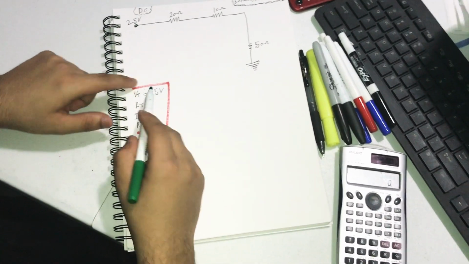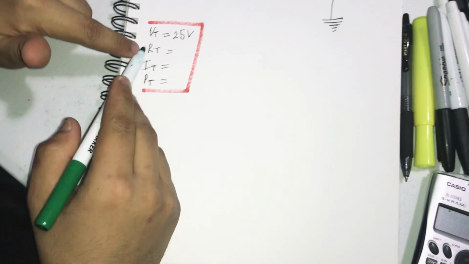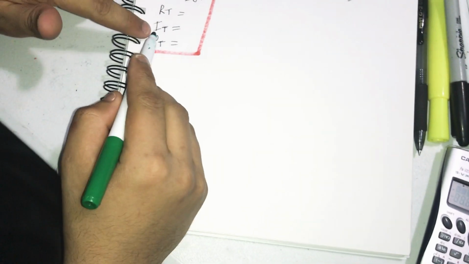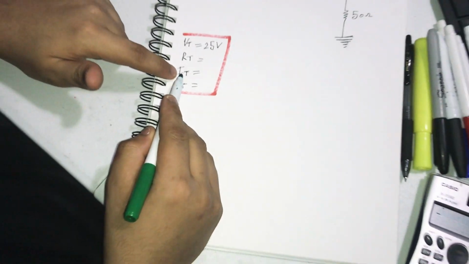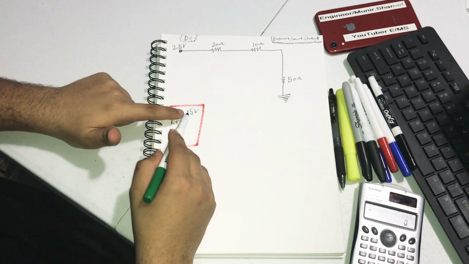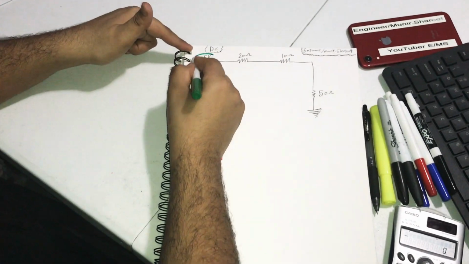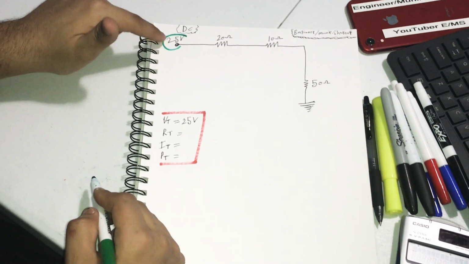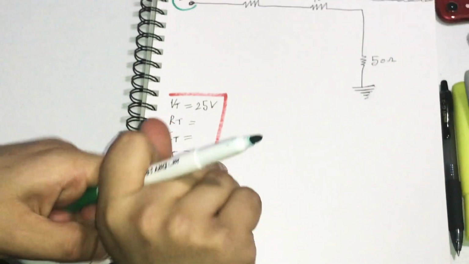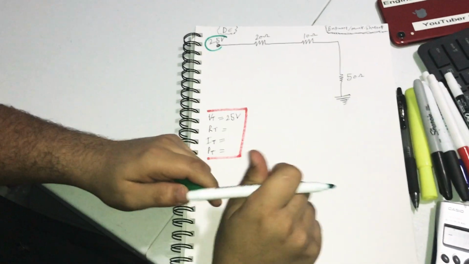Here we need to find the total volts, the total resistance, the total current, total amps, and the total power. I put here 25 volts because it's clearly given right here. I write it down here for you so you're not confused. All right, let's do it.